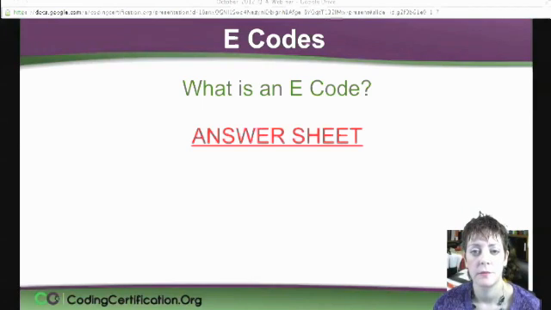And you have to keep in mind that there wouldn't be an e-code if somebody hadn't done it. Right. That's what's fun.